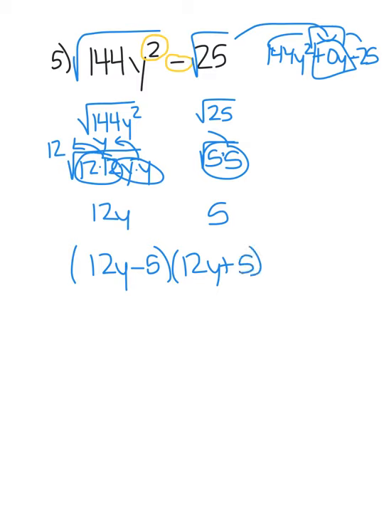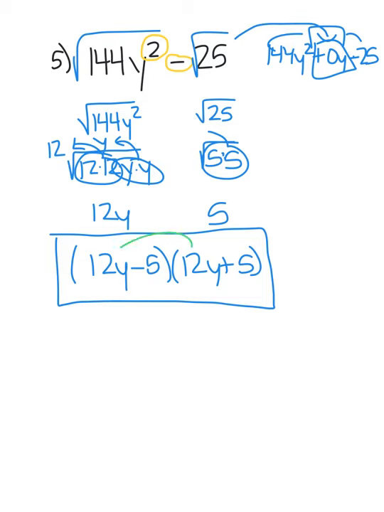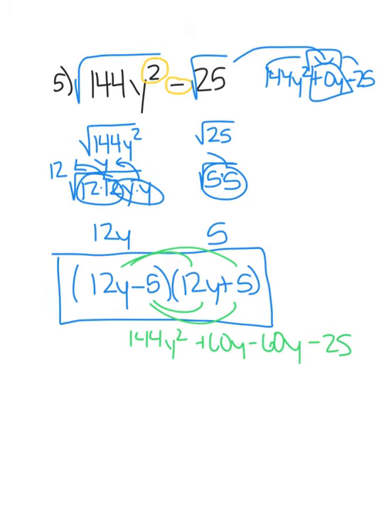Or you could write 12y plus 5 and 12y minus 5. It doesn't matter if the minus is first or the plus. That's my answer, and that's my answer because if we go back here and multiply this, 12 times 12 is 144, y times y is y squared. Then 12 times 5 is plus 60y, and negative 5 times 12 is negative 60y. Then negative 5 times positive 5 is negative 25, and the middle terms go away. So you're left with 144y squared minus 25. It only works for perfect squares.